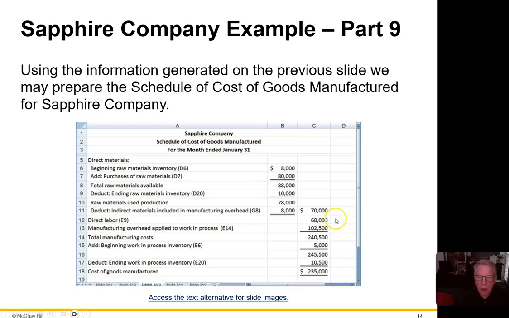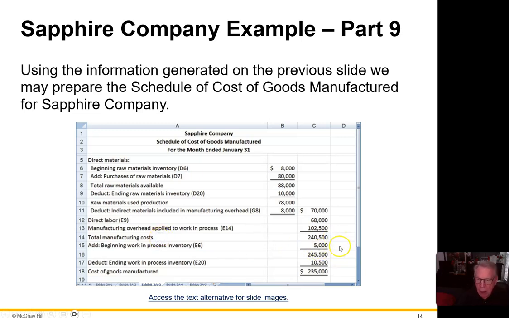Okay, so then we have our direct labor, which was $68,000, and that which we applied to jobs, which was $102,500. That gave us our total manufacturing costs of $240,500. But that's not the cost of goods manufactured. Those are very, very easily confused terms. Here we have the cost of goods manufactured. Here's the total manufacturing costs.